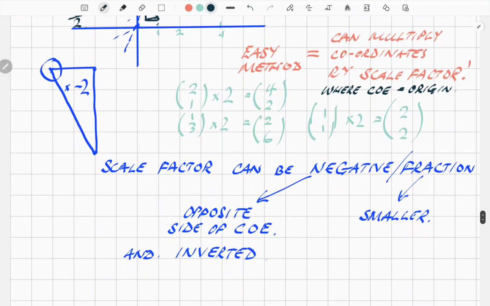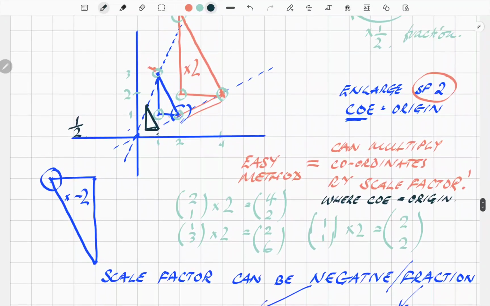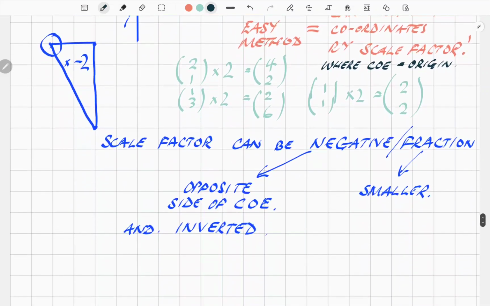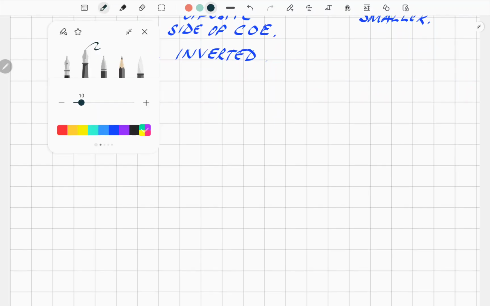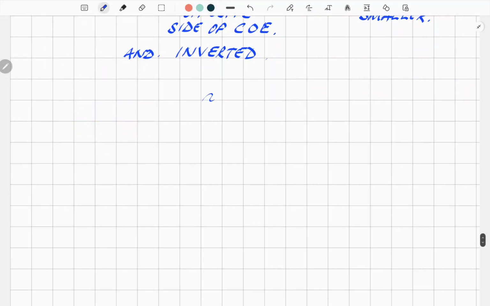The method I said about the dotted lines and measuring distances and so on, that you will have to do if it's something other than the origin. I know this is getting a bit tedious now, but that's the whole topic in one place. I'm going to give you one last example, and I'll do it very quickly.